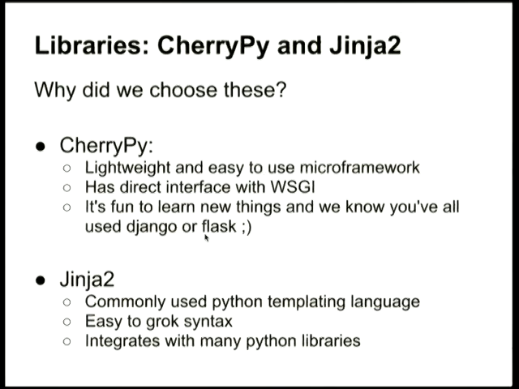So the libraries that we chose today to build our app, at the core of our app, are CherryPy and Jinja 2. And Katharine, these are two technologies or two libraries that you've worked with before. Yes, we've used CherryPy at several places that I've worked at. It's a really lightweight and easy to use framework. It has a direct WSGI interface.